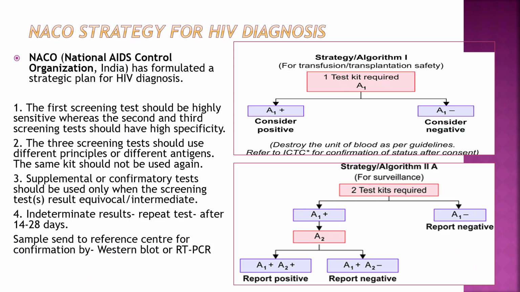In strategy 1, for transfusion and transplantation safety, one test kit is required. If it is A1 positive, it is positive, and A1 negative is considered negative.